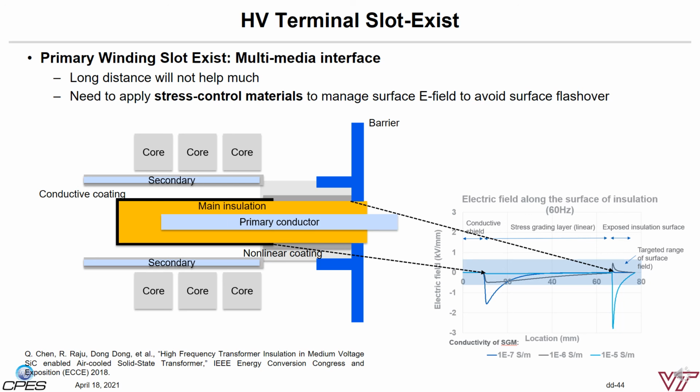The conductivity of the material cannot be too high or too low. If it's too high, it will push the E-field peak very close to the winding slot exit side. If it's too low, the flashover might happen at the interface between the shielding layer and the stress control material layer. Both will create higher PD and breakdown risks. Therefore, the stress grading material is usually better to be nonlinear type, and the conductivity varies with the E-field strength.